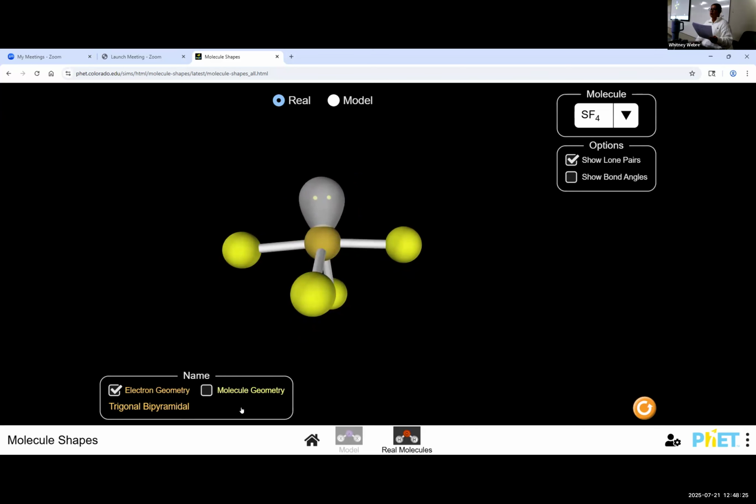Let's try to get that shape going. If I ignore the lone pair, what shape do you think this makes? Yeah, so this is like a seesaw if you were on the playground. This is attached to the ground and then this could go up and down, seesaw.